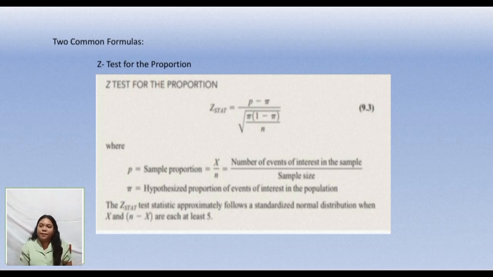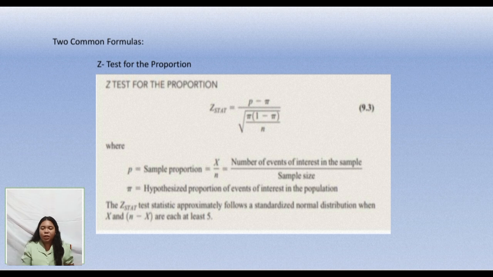So the z-test formula tells you how far your sample proportion is from the hypothesized proportion, considering natural variation. A larger z value means a bigger difference between your sample and what you expected. You must have at least 5 people in both groups, those who meet the condition and those who don't. And this formula also has an alternative version.